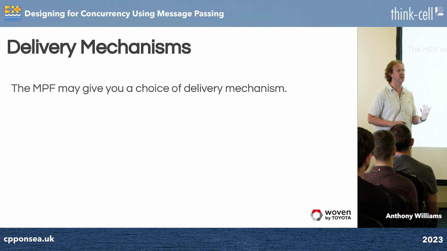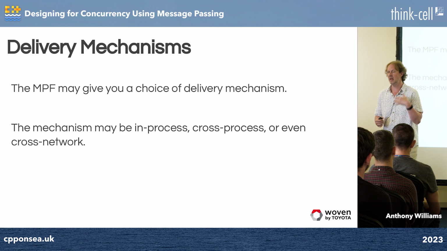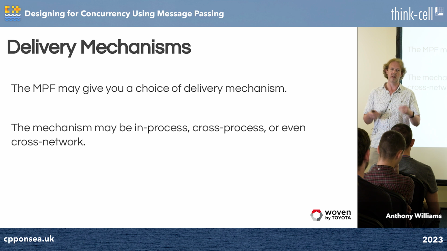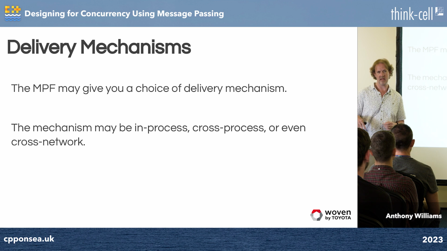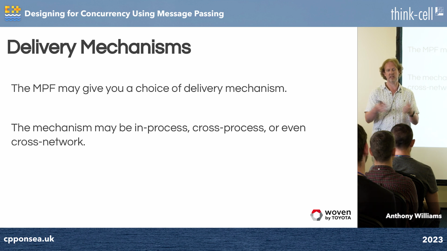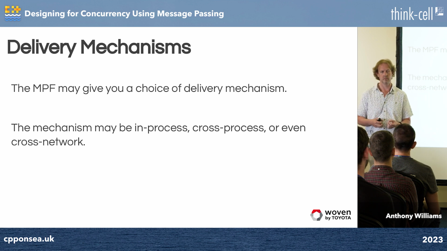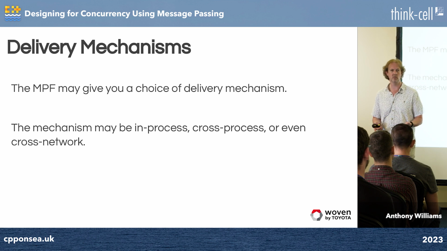So you might also get a choice of delivery mechanism. It might be an in-process mechanism. It might turn out to be a simple function call, maybe through several layers, but might be a function call. Or it might be an in-process data structure, like a thread-safe queue of some description. Or it might be actually using network sockets, or shared memory. There's a whole bunch of different mechanisms that you might use, and your framework may or may not give you a choice.